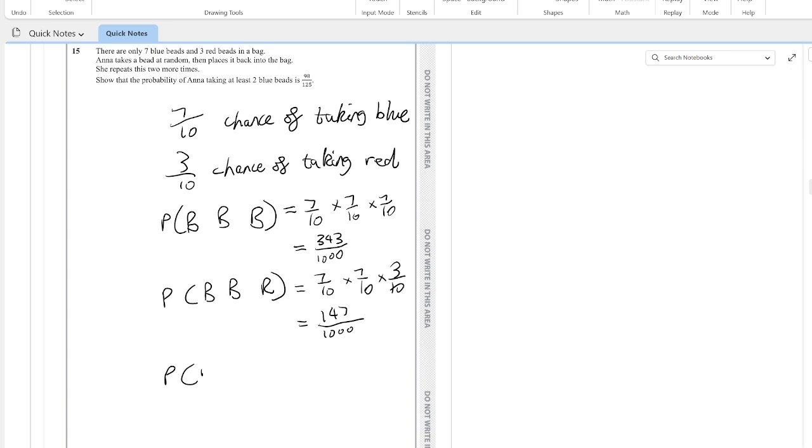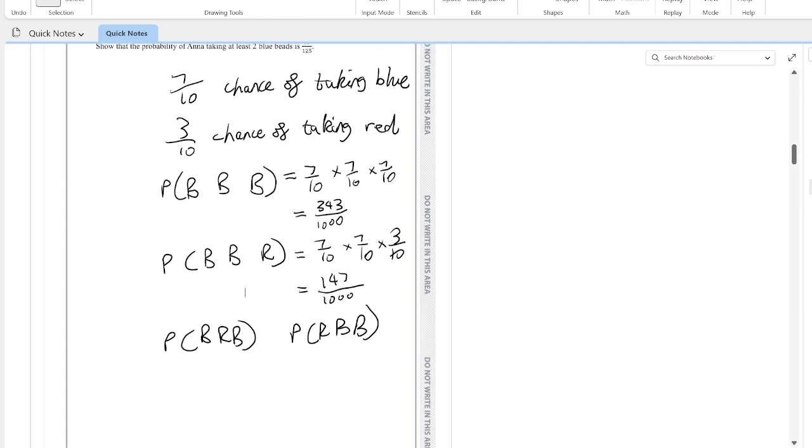we see that there are other possibilities, so blue, red, blue, and red, blue, blue. By the way, the order in which Anna pulls these matters for the probability. The order matters here because these three things all result in Anna pulling two blues, but they have distinct probabilities.